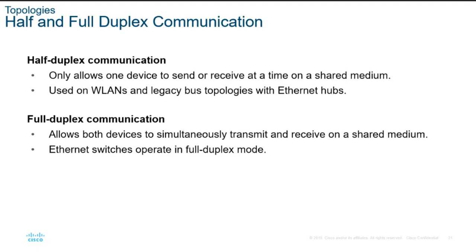In full duplex, both devices can simultaneously transmit and receive on the shared medium. Ethernet switches operate in full duplex mode. For example, the server and the switch can send at the same time and can also receive at the same time. So that is full duplex.